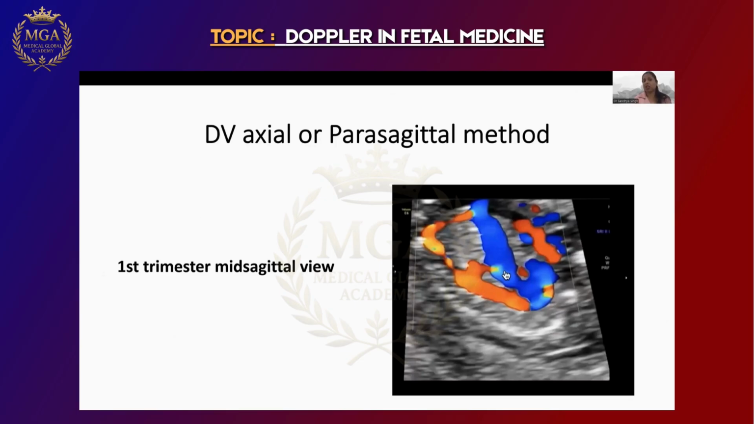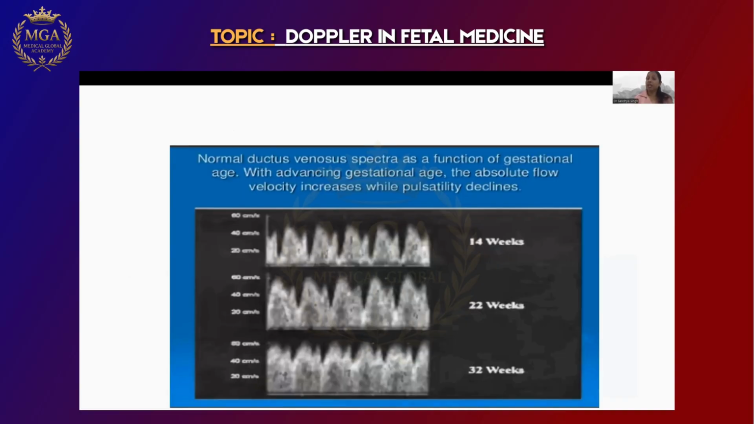The other method is to do a parasagittal section. You see this is going and draining there, and you just put the color on the aliasing present over here. Aliasing is this orangish bluish hue that you see. Like umbilical, like uterine, in DV also, as the gestational age increases, the amount of flow in diastole is increasing. Can you see here very less flow? Here more, here even more. Because the pressure is going down, the DV flow will gradually increase as the baby grows.